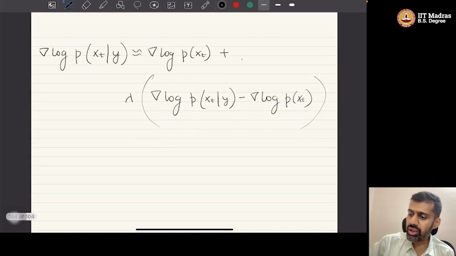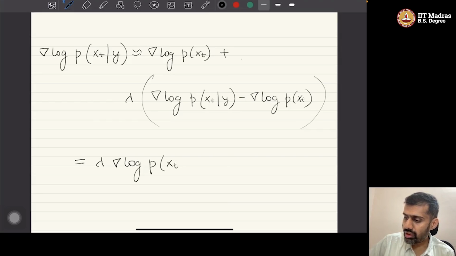Okay, so if we do that and then rearrange the terms, this will be equal to some lambda times the score log of p of xt given y, plus 1 minus lambda times, this is simply rearranging the terms, the score log of p of xt.